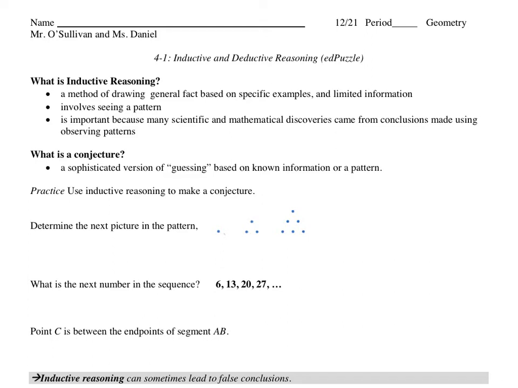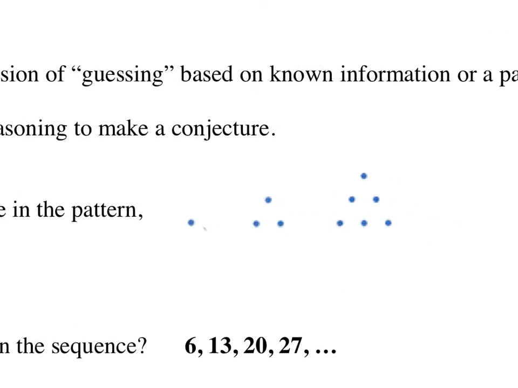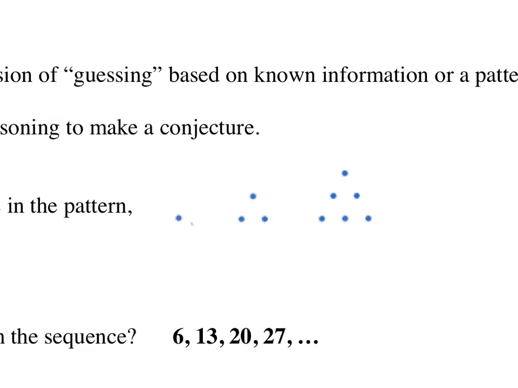So for practice, we're going to use some inductive reasoning skills to make a conjecture. In our first question, we want to determine the next picture in this pattern. I have 1 dot, then 3 dots, then 6 dots. There's no 100% bulletproof way to approach this. Whenever I see this, I typically write down the number above: 1, 3, 6, and I need to see what's happening.